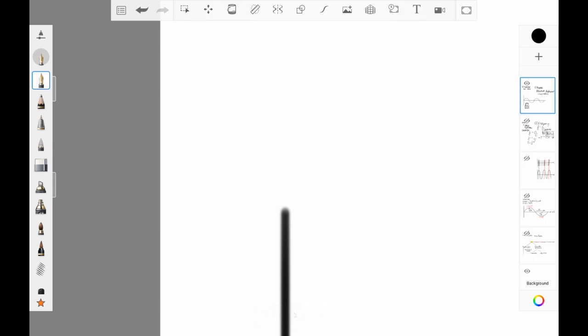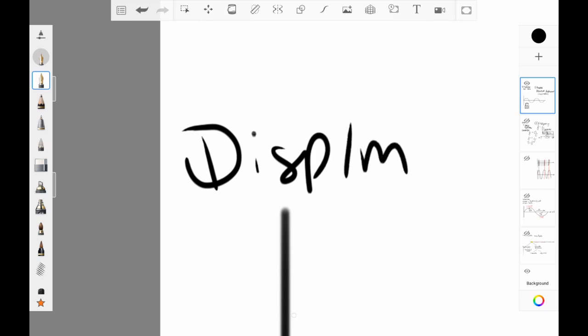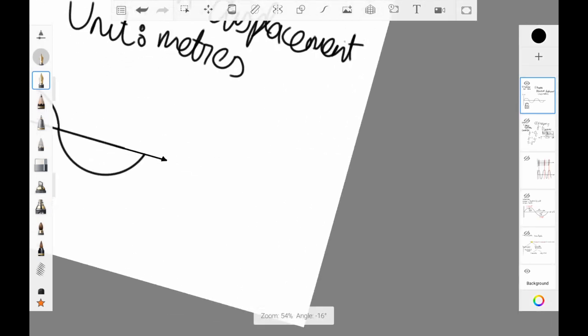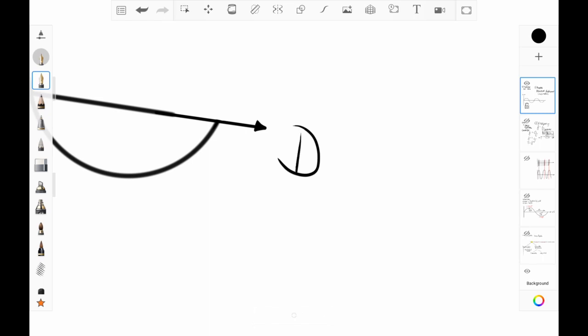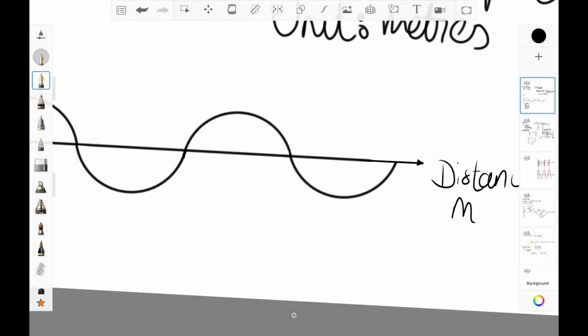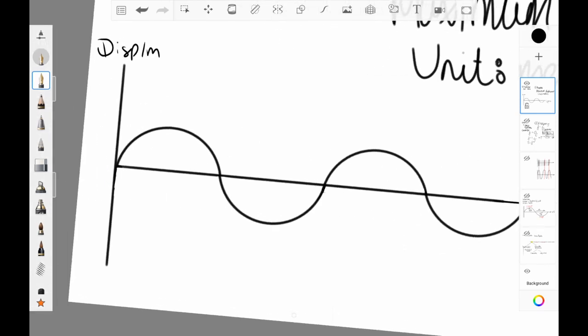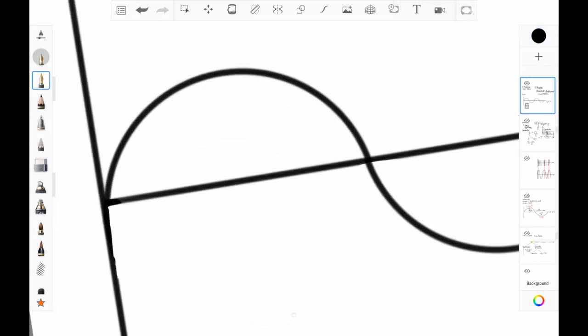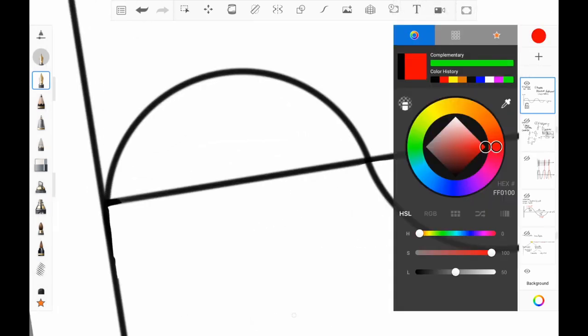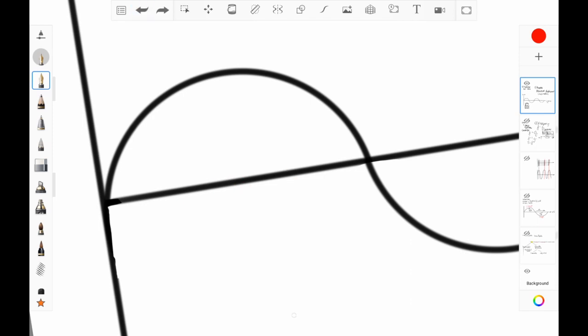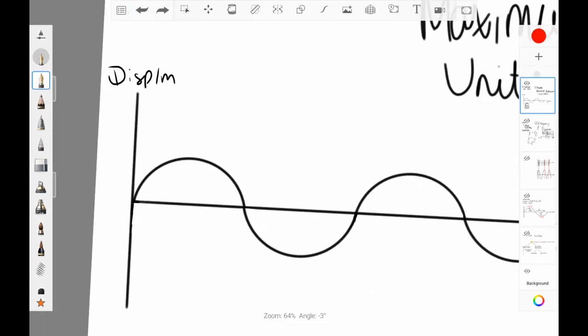Usually in IGCSE, I suppose the y-axis would be displacement, which is in meters, and the x-axis would be distance, which is also in meters. So the distance shows how far the wave has traveled, while the displacement shows the propagation of particles, with the resting position basically being this line right here. So that's the resting position that we mentioned before.